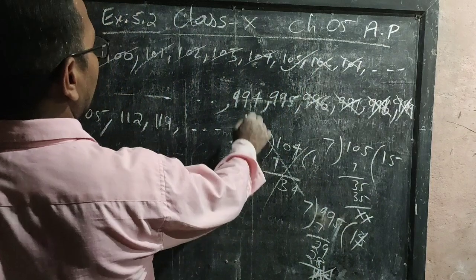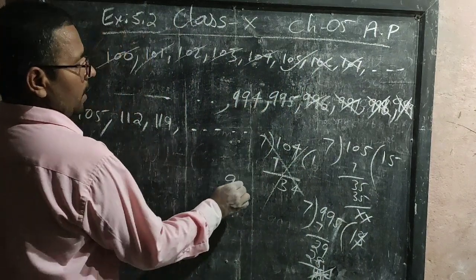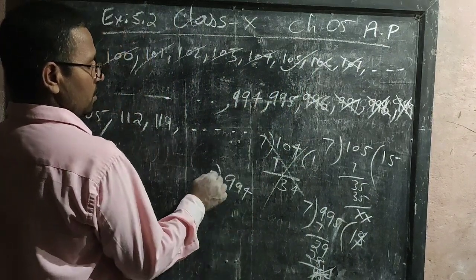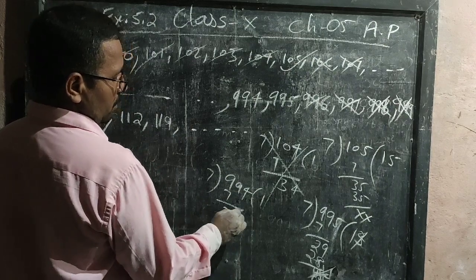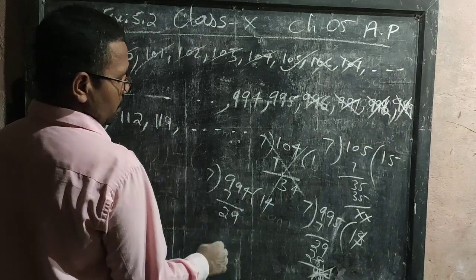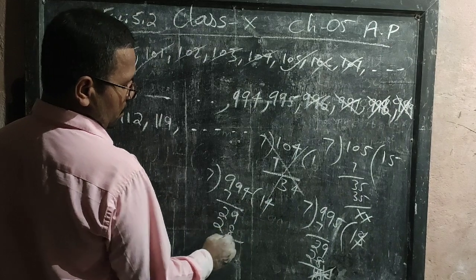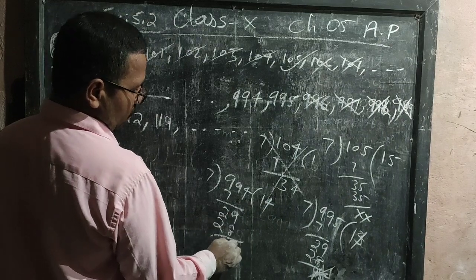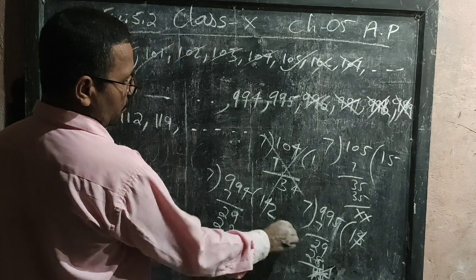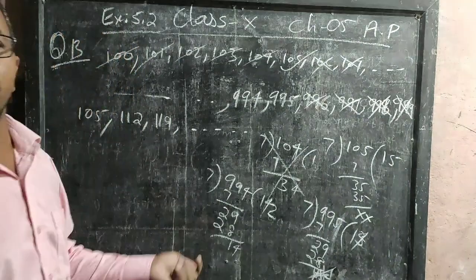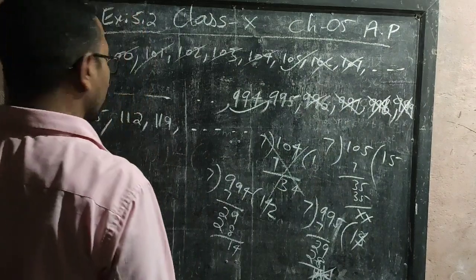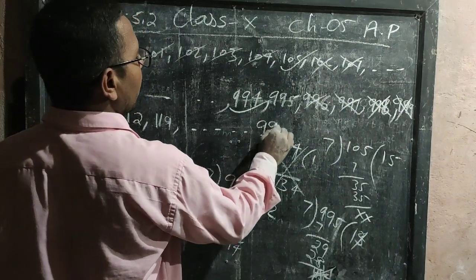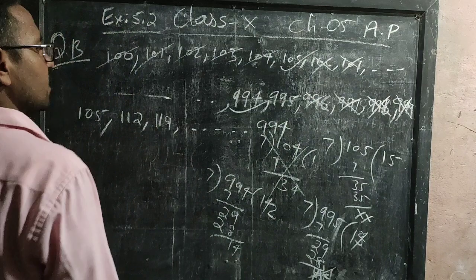So now let's see 994. 994 divided by 7. 7 ones are 7, so 2 and 9. 7 fours are 28, 29 minus 28 is 1, and 4, 7 twos are 14. That means 994 is divisible by 7. So the large number we are getting is 994, which is divisible by 7.